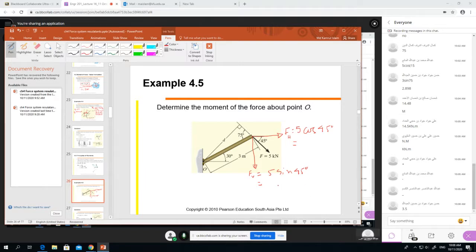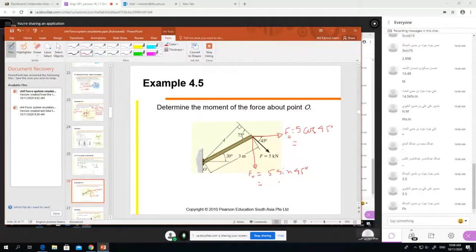3.5. Sure. Please double check. Someone else tell me the result. 3.5. Okay, both will be the same, because sine 45 and cos 45 value is the same. So 3.5 kilonewton. Now we have two forces, right? You can forget the original force now. When we divide into two components, for the moment of FV, what is the distance? Can you tell me the distance?